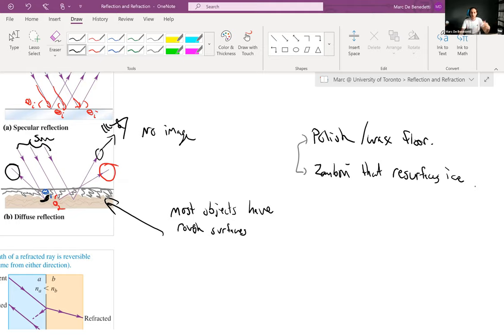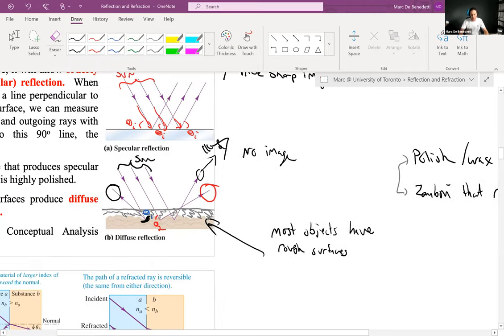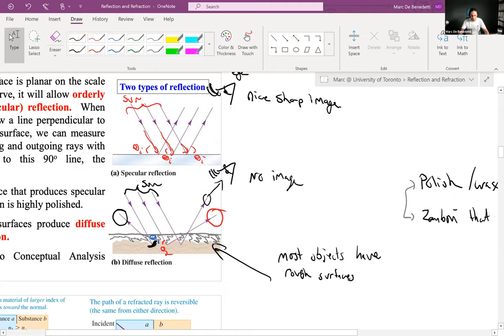So often when you're skating, you look down, you can't see yourself because it's covered in snow and it's bumpy and all this other stuff. But after the Zamboni, when you get on the ice, it's shiny and you see that glare, and if you look hard enough, you can even see your reflection. So you can actually experience these sort of specular and diffusive reflections in your own lives as well.